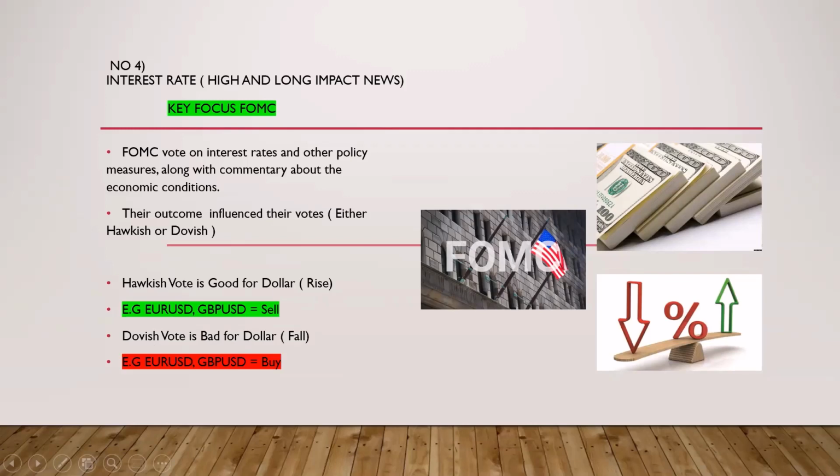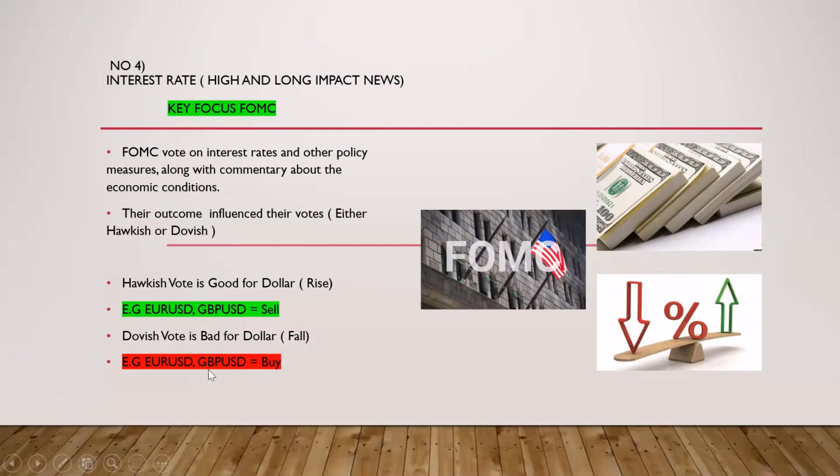When the dollar is rising, EUR/USD will be falling, and the USD/JPY chart will be falling because the dollar is a counter currency. So you place a sell. Then when the FOMC decision on interest rate becomes dovish, it will be bad for the dollar, and on EUR/USD, USD/JPY, you place a buy because the dollar will fall.